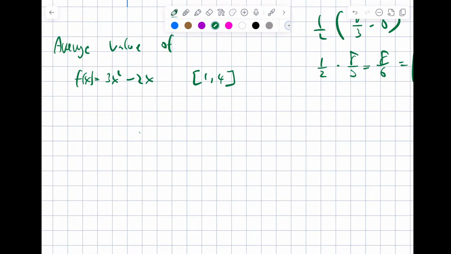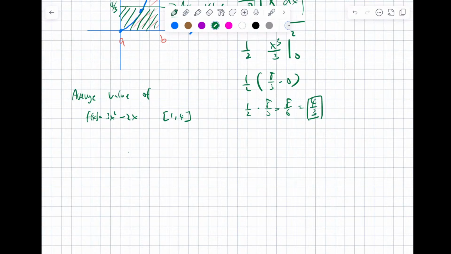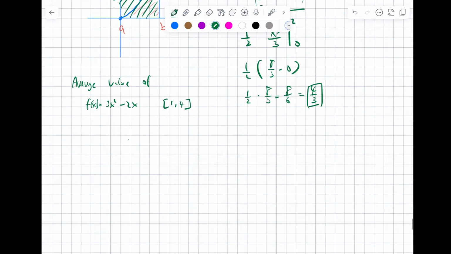So now there is something called the mean value theorem for integrals. It's usually never tested. So if I just do the integration of 3x squared minus 2x between 1 to 4 dx, now 1 over 4 minus 1, so 1 over 3. And this one is going to be the integration of x cubed, the 3 cancels out, minus x squared between 4 to 1.